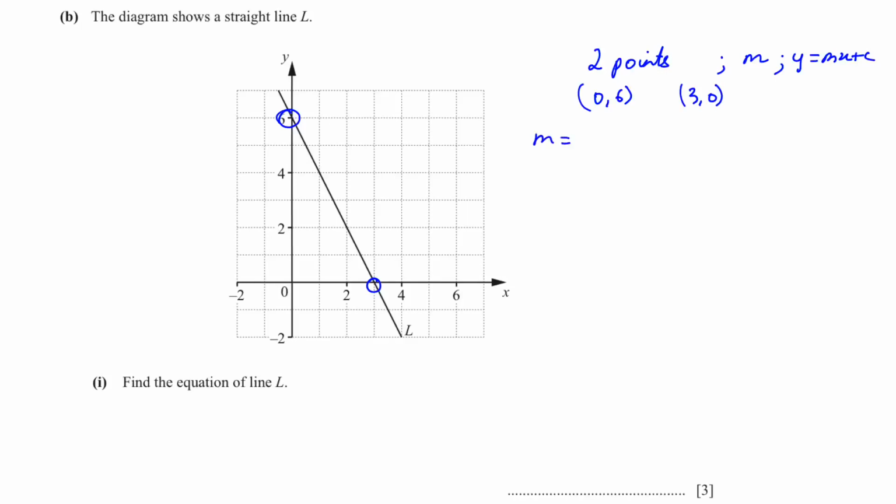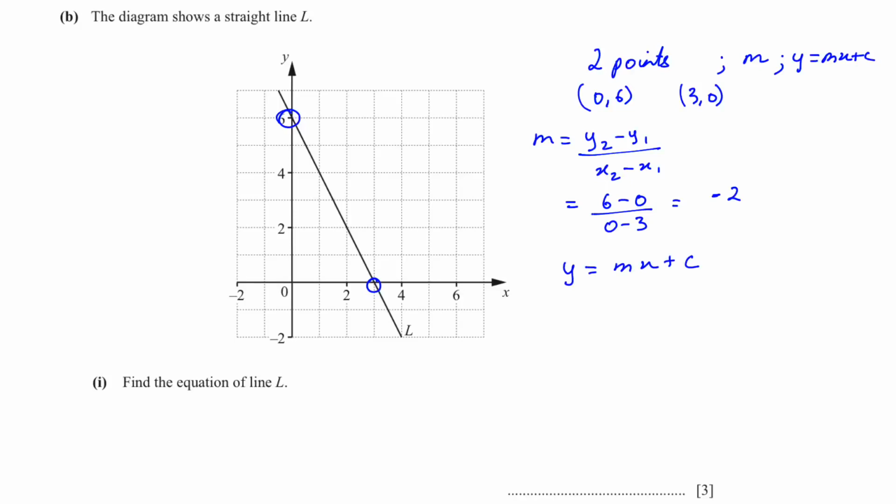To find the gradient, we use the formula y2 minus y1 over x2 minus x1. So 6 minus 0 over 0 minus 3. And this will give us negative 2. We found the gradient, we have the x and the y. Now we will substitute in this equation y is equal to mx plus c.